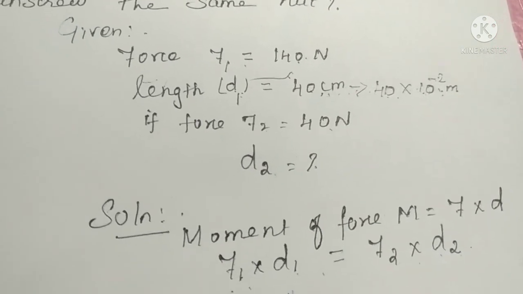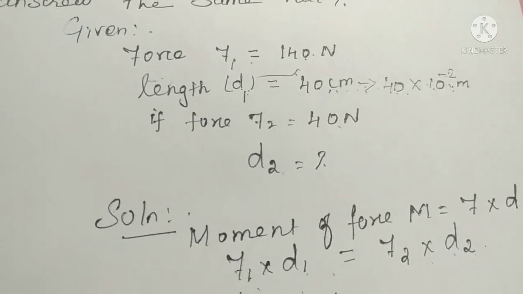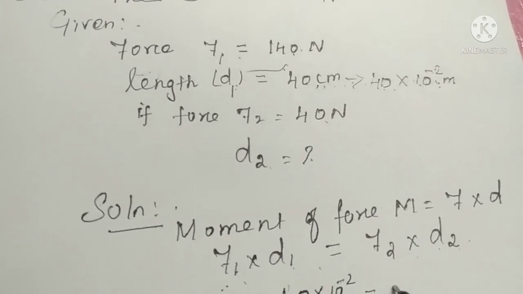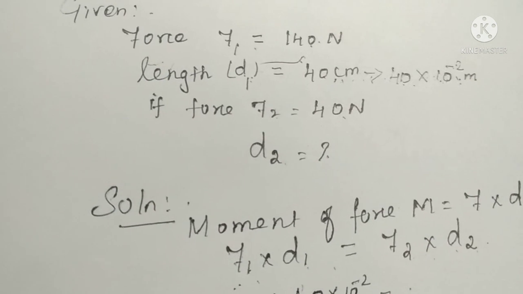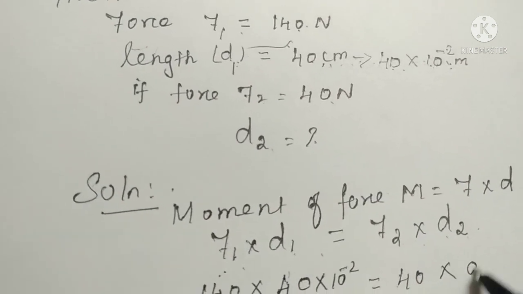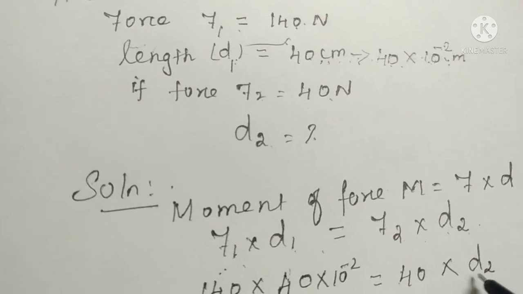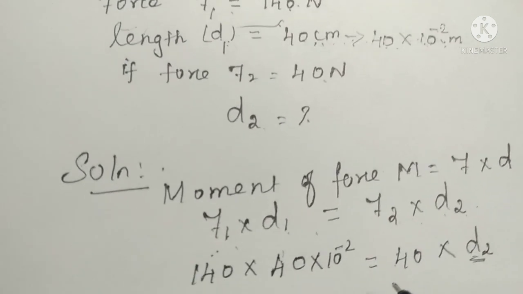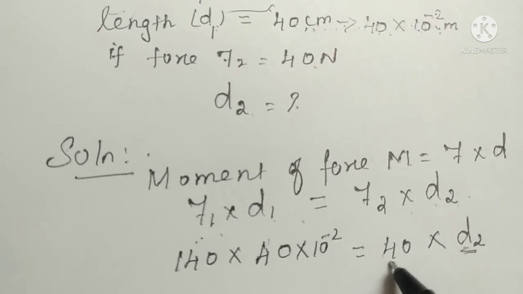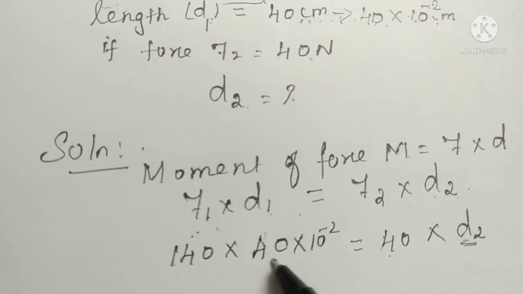40 centimeter, which is also 40 into 10 to the power minus 2 meter. And the F2 value, what is it? F2, yes, 40 Newton, into D2 value, we don't know, that only we are going to find. Both sides you have to see, here 40, here also 40, we can cancel, isn't it?